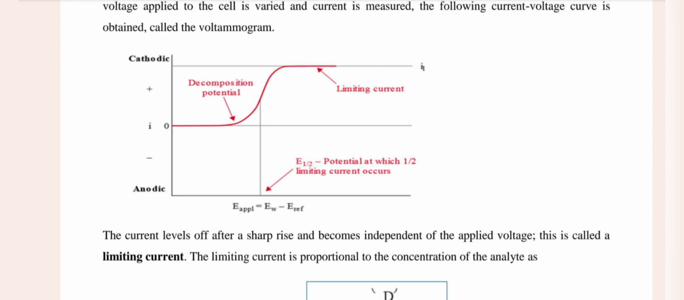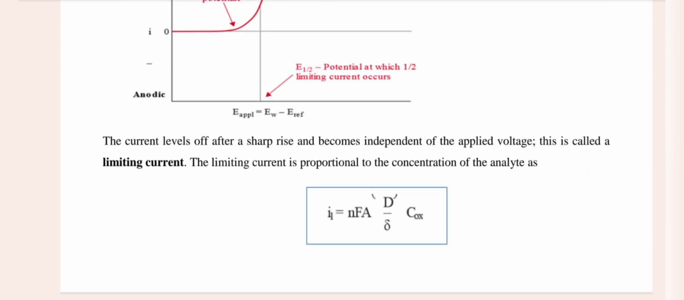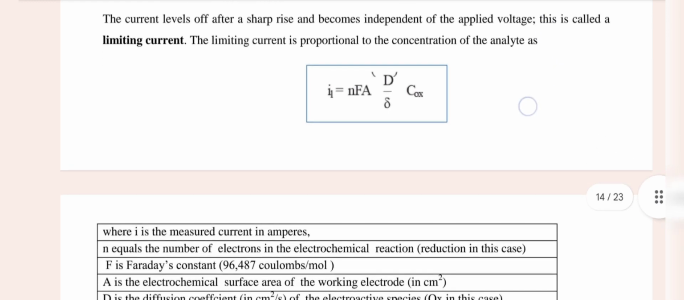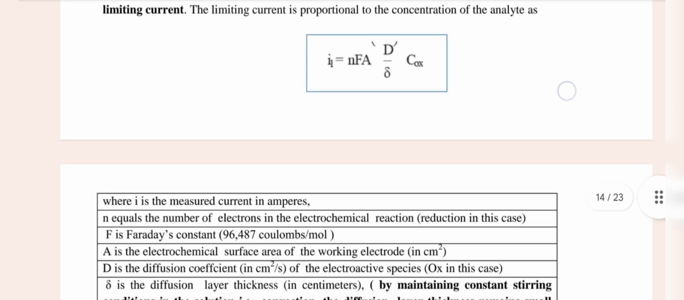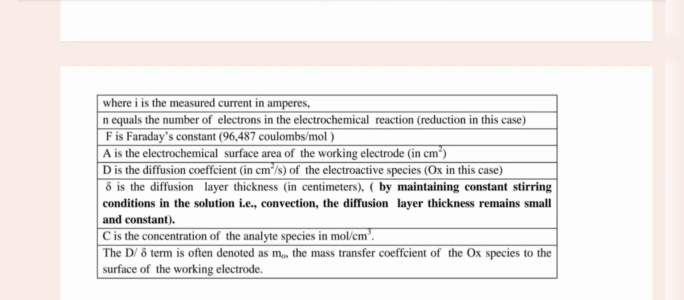That limiting current is proportional to the concentration of the analyte by the equation given here: IL = nFAD/δ × C. Here IL is the limiting current, n is the number of electrons involved in the electrochemical reaction, F is Faraday's constant, A is the surface area of the working electrode, D is the diffusion coefficient of the electroactive species, here the oxidized form which undergoes reduction. Delta is the diffusion layer thickness, and C is the concentration of the analyte.